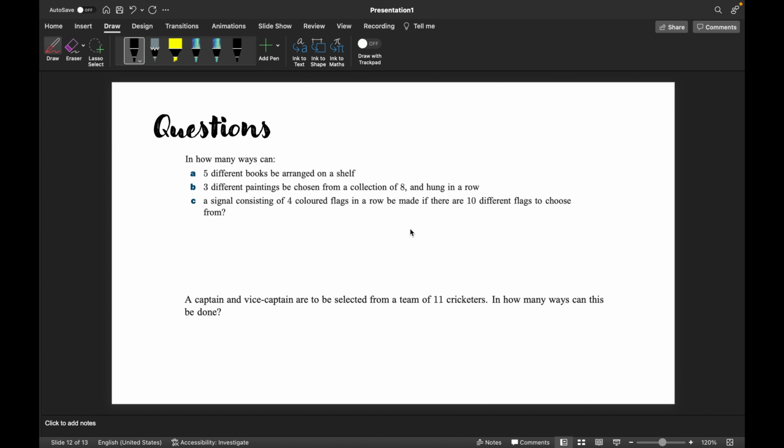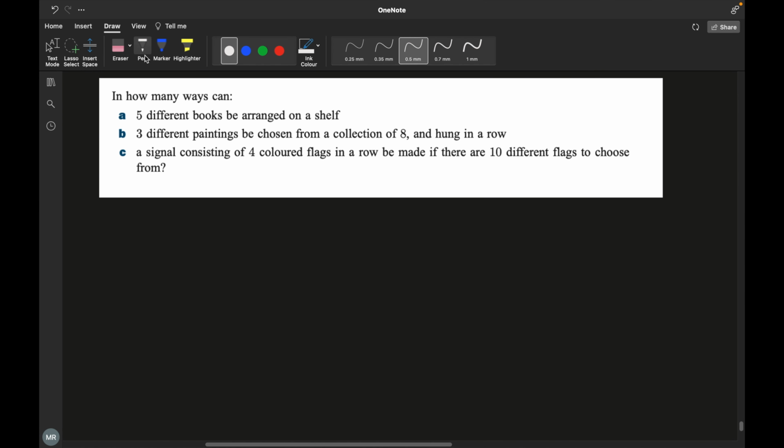The first question: in how many ways can 5 different books be arranged on the shelf? It's 5 books taken 5 at a time. So it's going to be 5 factorial divided by (5 minus 5) factorial, which is 5 factorial divided by 0 factorial.